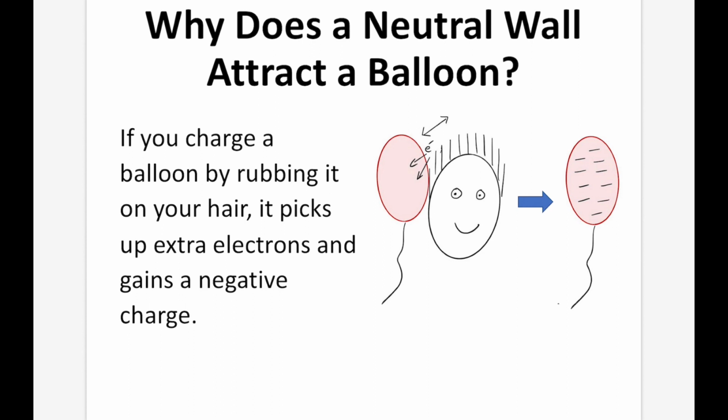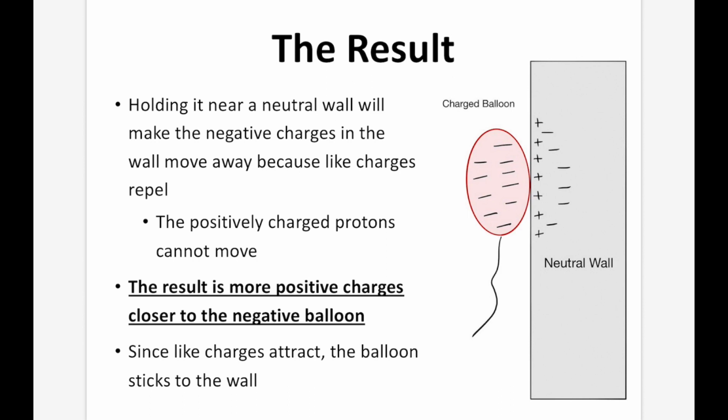Well, if you charge a balloon by rubbing it on your hair, it picks up extra electrons and gains a negative charge. So the electrons go from your hair to the balloon, and the balloon becomes negatively charged. The result is that if you hold it near a neutral wall, you make the negative charges in the wall move away because like charges repel. So these negative charges here get pushed a little bit this way. We're talking micro distances, but it's enough to create a slightly positive front and a slightly negative inside of the wall. This slightly positive front part of the wall will create an attraction with the negative charges on the balloon, and the balloon will stick to it.